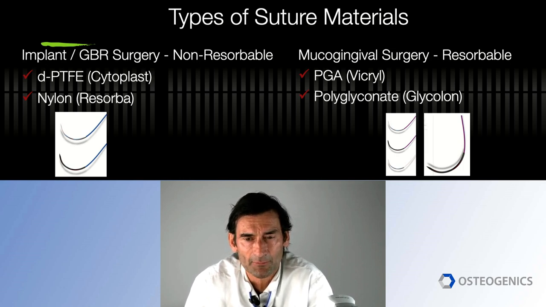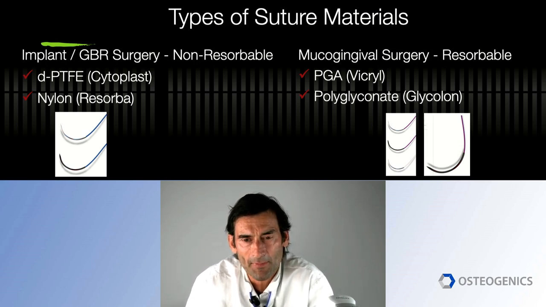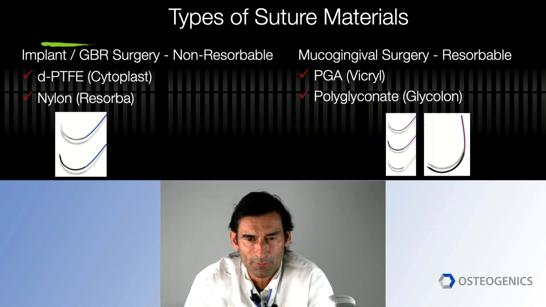So you're looking at mucogingival surgery. The most known suture is probably Vicryl or gut. I'm not going to mention gut because basically that's a material that is not being used or recommended for really detailed surgery, because there's so much inflammation with that. So we don't use that. I personally don't have it in the practice.